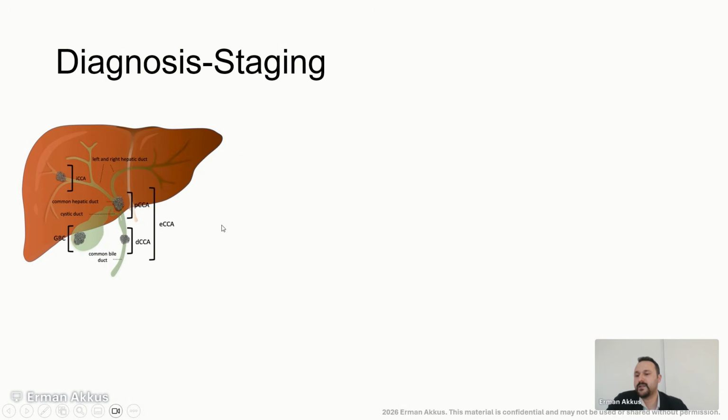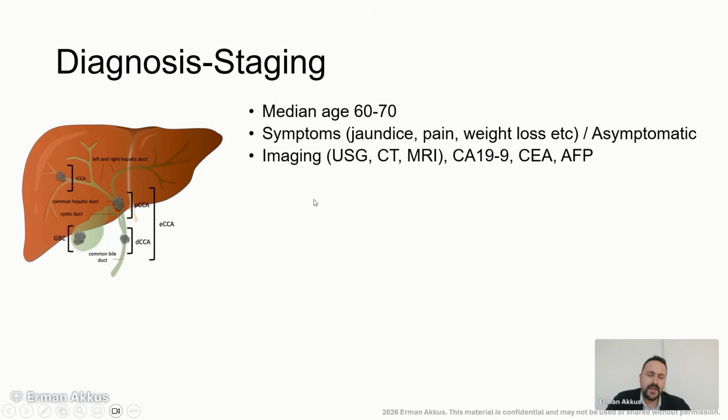So when we move to diagnosis and staging of biliary tract cancers, as we know, the biliary tract cancers are divided into subtypes: intrahepatic cholangiocarcinoma, perihilar cholangiocarcinoma, distal cholangiocarcinoma, and gallbladder cancer. The median age is around 60 to 70, and symptoms are generally jaundice, pain, and weight loss, and sometimes it's asymptomatic and detected incidentally in imaging. When we have a suspicion for biliary tract cancer, or if we see it in imaging, we perform ultrasonography, CT or MRI, and tumor markers.